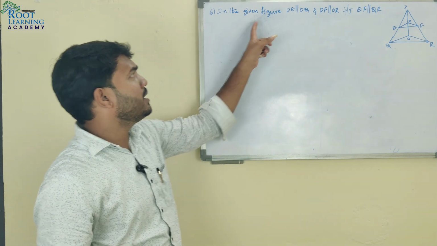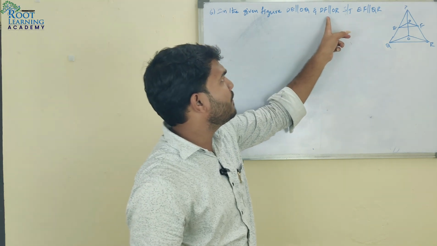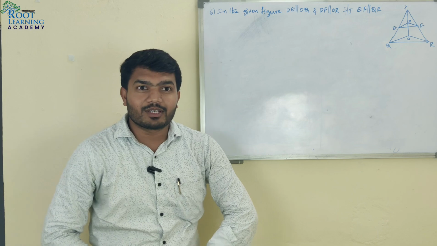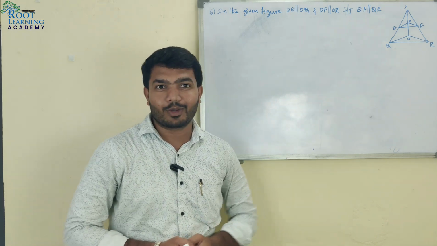In the given figure, ED is parallel to OQ and DF is parallel to OR, then show that EF is parallel to QR. Oh my god, what is this? Figure in the question, how can we prove?